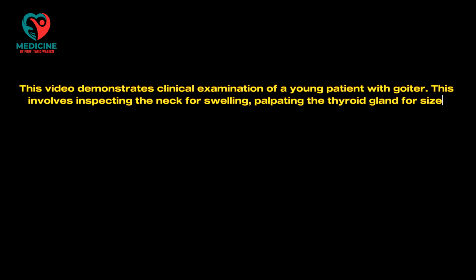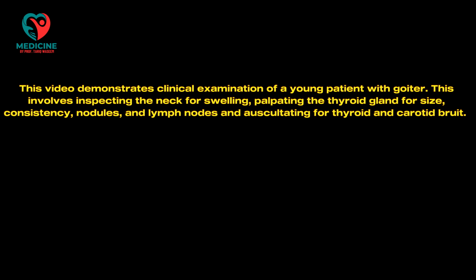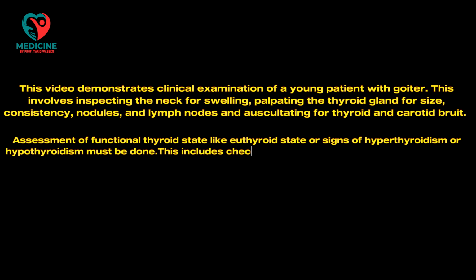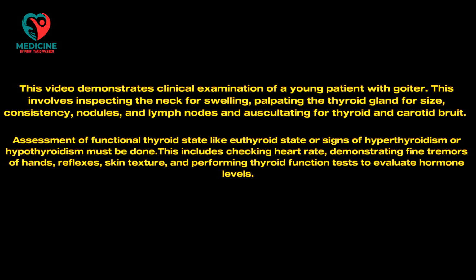This video demonstrates clinical examination of a young patient with goiter. This involves inspecting the neck for swelling, palpating the thyroid gland for size, consistency, nodules, and lymph nodes, and auscultating for thyroid and carotid bruit. Assessment of functional thyroid state, like euthyroid state or signs of hyperthyroidism or hypothyroidism, must be done. This includes checking heart rate, demonstrating fine tremors of hands, reflexes, skin texture, and performing thyroid function tests to evaluate hormone levels.